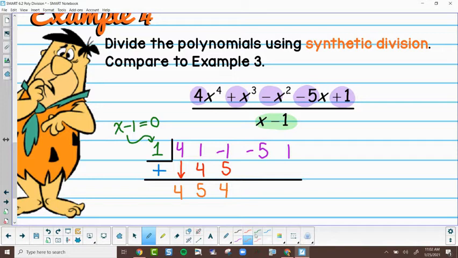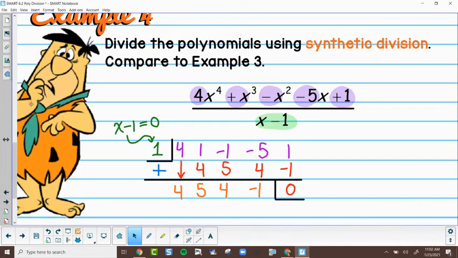Keep repeating your steps. 4 times 1 is 4. Add them up. Here's negative 1 and multiply. Negative 1 times 1 is negative 1. Ooh, and I get a 0. Interesting. I'm getting a sense of deja vu.